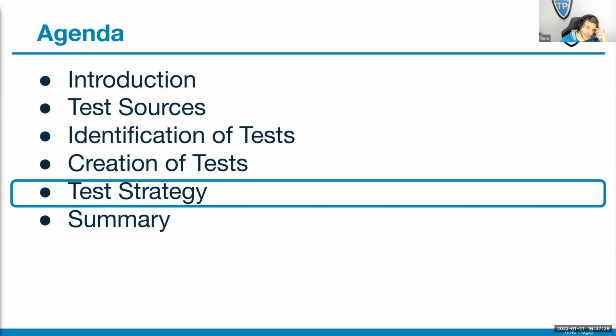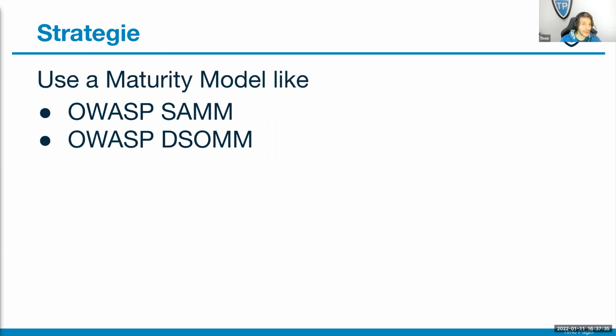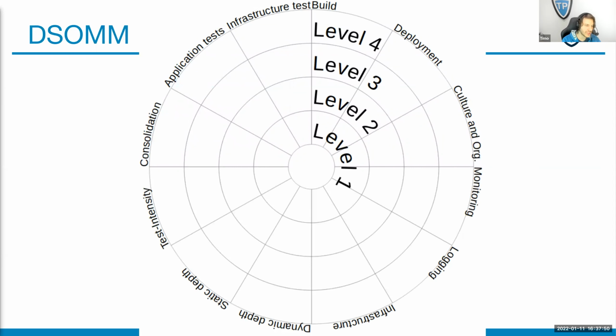So now we come to the test strategy. There is a project called DevSecOps Maturity Model. There are also other maturity models like the Software Assurance Maturity Model. So these are two examples which you can use as a guideline of which types of tests you implement when. This is a screenshot of the DSOMM, the DevSecOps Maturity Model, where you see here on the left all the so-called subdimensions for testing. So the dynamic testing, the static testing, the test intensity, the consolidation of the findings, and application tests.